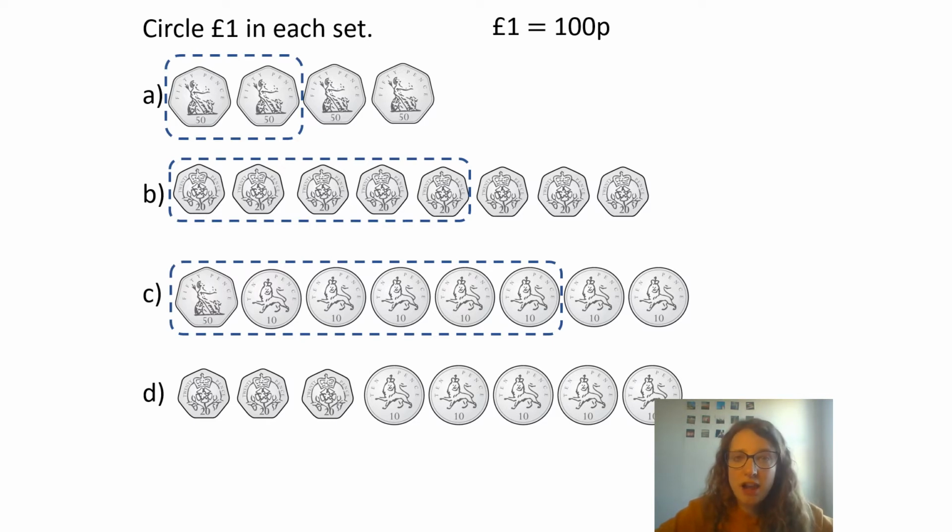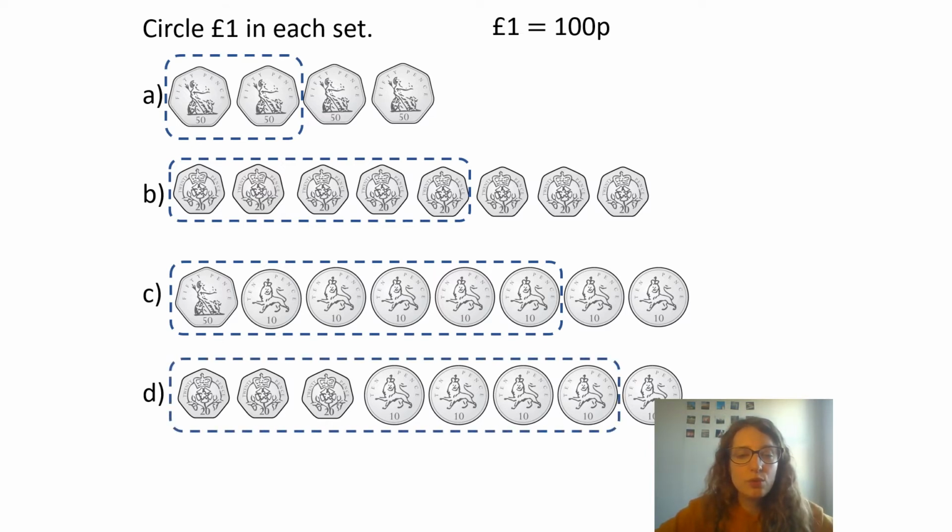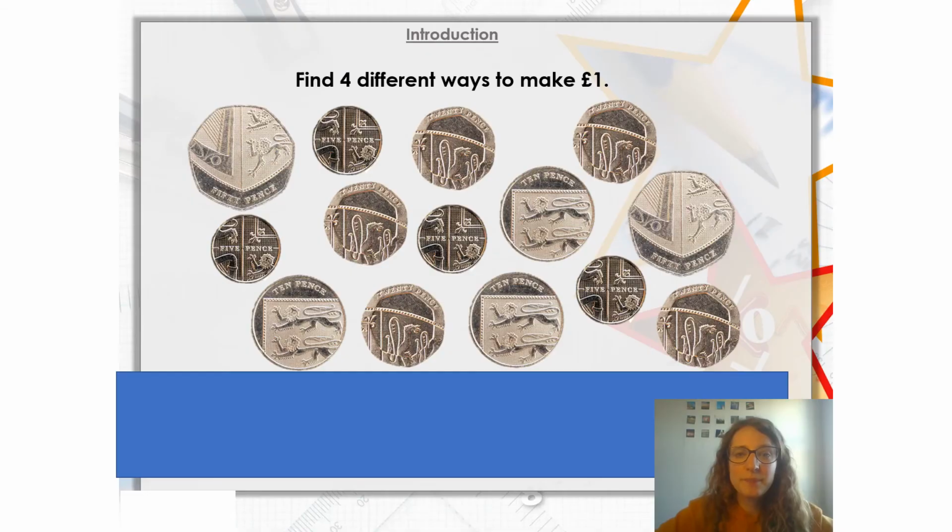Okay, let's look at the last one then. So we have got 20, 40, 60, and then it changes to 10. So 60 add 10, we've got 70, 80, 90, 100, and 100p is £1. So you should have all those different coins there, 3 20p and 4 10p. Well done if you found all of those.